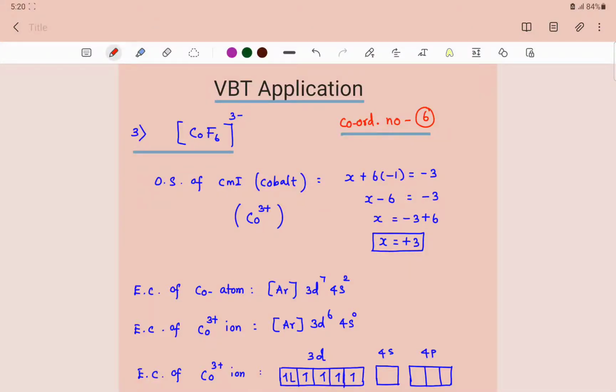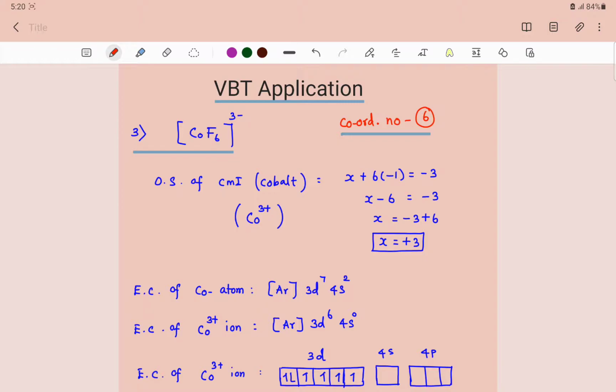Good morning. Now in this video I am going to discuss the application of valence bond theory for complexes having coordination number 4. As we discussed in the previous videos, even here we are going to discuss the nature of hybridization, geometry and magnetic properties of some complexes with coordination number 4.